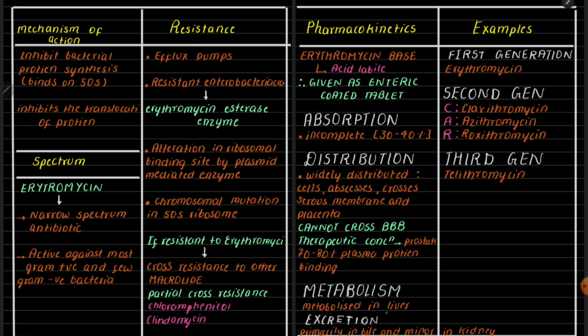Macrolides are metabolized mainly in the liver and they are excreted primarily through bile, and a little bit is also excreted through the kidney. Before moving on to the uses and adverse effects, let us look at the classification of macrolides. First generation macrolides include erythromycin. Second generation macrolides include clarithromycin, azithromycin and roxithromycin. They can be remembered by the acronym CAR. Third generation macrolides include telithromycin.